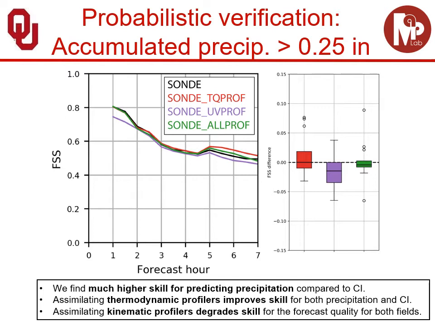Conversely, SON-UV-PROF in purple is at all lead times producing lower skill compared to the baseline. Looking at the distribution of the impacts, we can see that assimilating these wind data lead to a skill decrease for nearly all the cases.